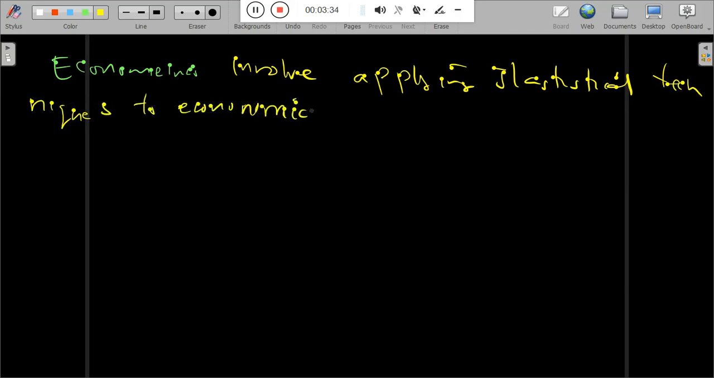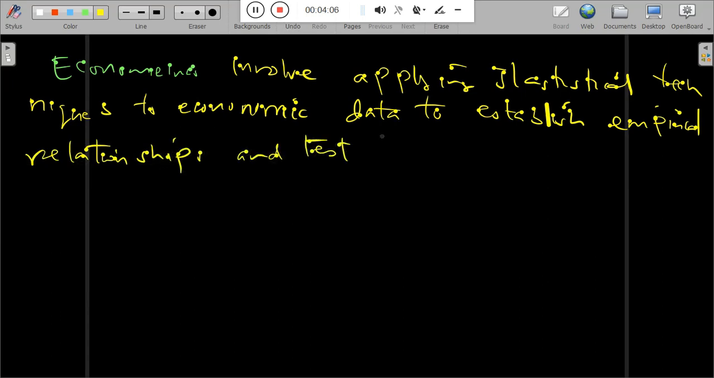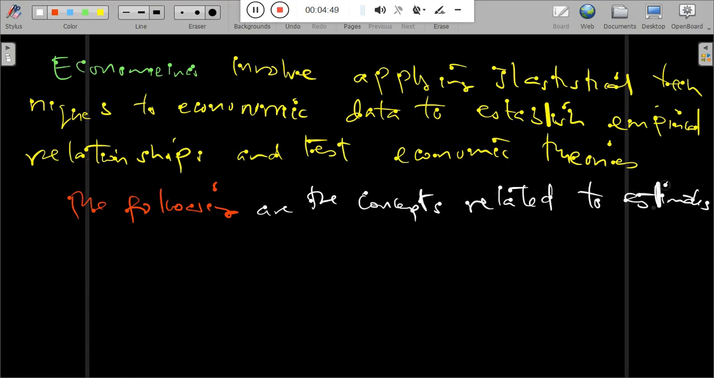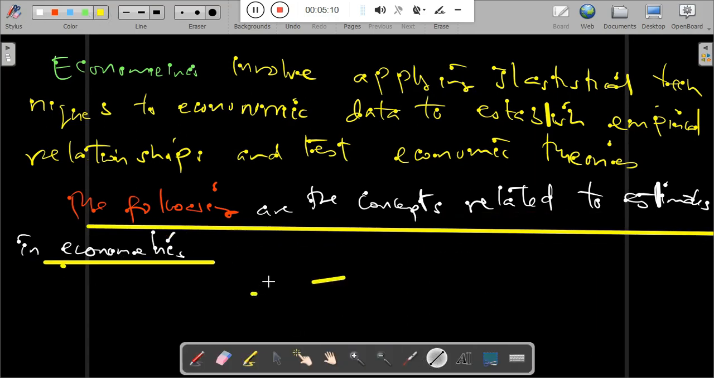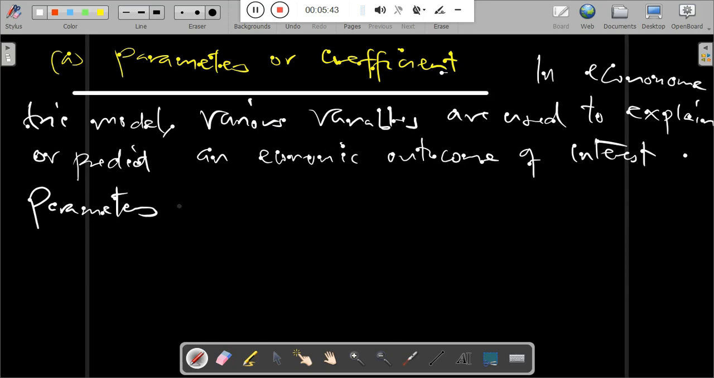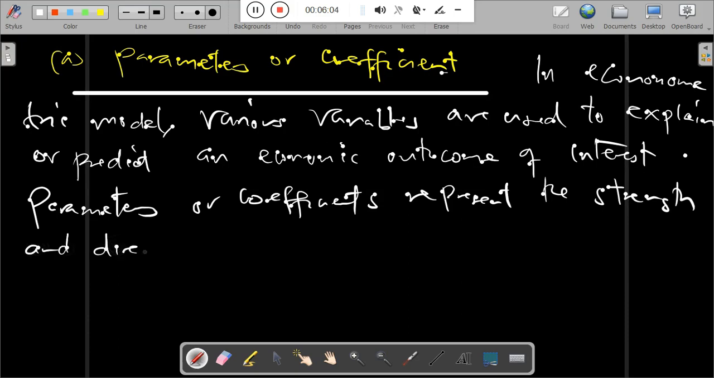So most econometricians, or economists, apply statistical techniques to economic data to establish empirical relationships and test the economic theories. The parameters or coefficients are drawn from the econometric equations. We have a mathematical model and we also have the stochastic model, whereby the stochastic model includes the error term, while the mathematical model does not include the error term. So the following are some of the key concepts related to estimates in econometrics.